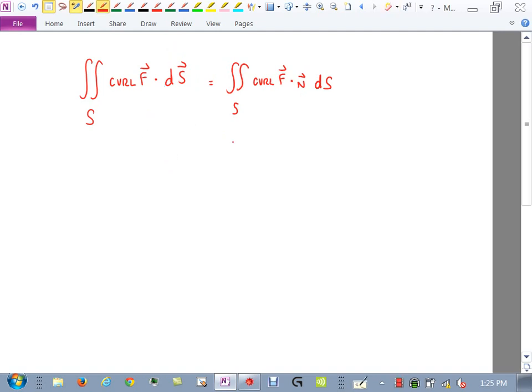What is the normal vector? This is double integral over S curl F dot normal vector, but the normal vector is r_u cross r_v over the magnitude of r_u cross r_v, right? That's what the normal vector is. Dot dS, right? That's what that would mean. I'm talking about this one right here.